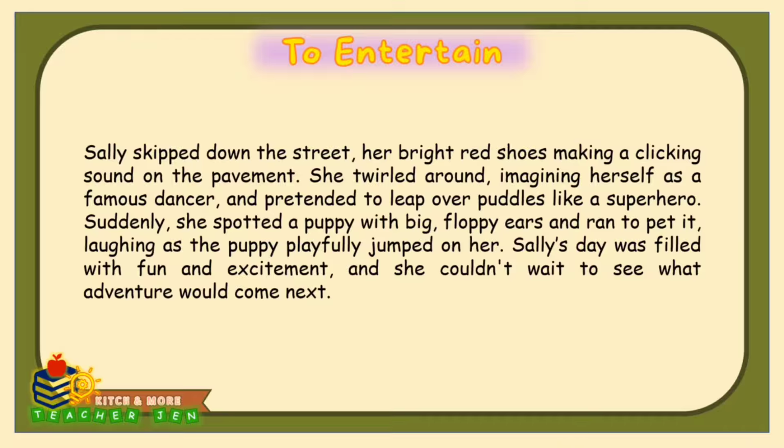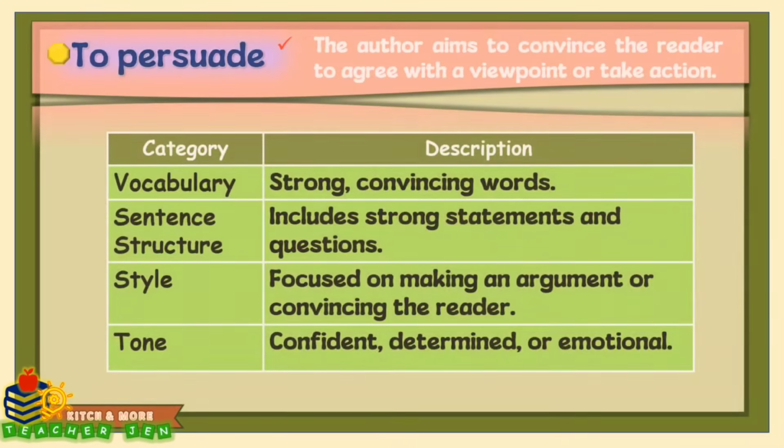This short story is an example of writing to entertain because it focuses on fun and imaginative activities. The words like twirled, superhero, and puppy make the story lively and interesting. The sentences are playful, describing exciting things Sally does, such as pretending to be a dancer and playing with a puppy. The tone is light-hearted and fun, aiming to make the reader enjoy the story and imagine the adventures along with Sally. Let's now come to the next type, which is to persuade.